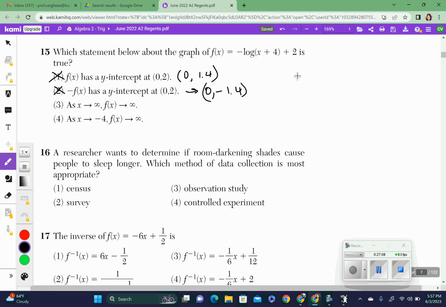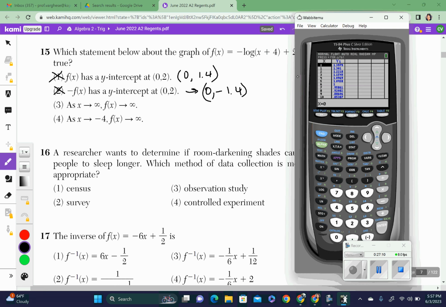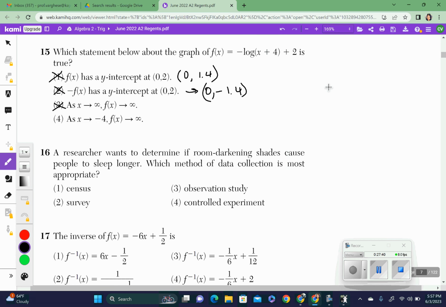So the next one says as x approaches infinity. So what does that mean? As the numbers get closer to the right, it's asking us what is happening to our y. So our y, is that getting closer to infinity? Here's our y. Infinity is up, for our y, because our y direction is up or down. So this says as x goes to the right, what happens to the graph? It's actually getting closer and closer to this x-axis. So that is not true. So it looks like the only one that works is option number 4.